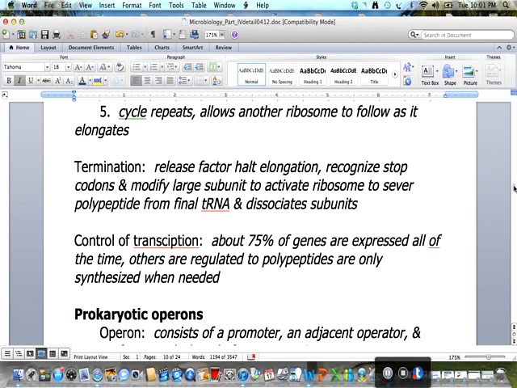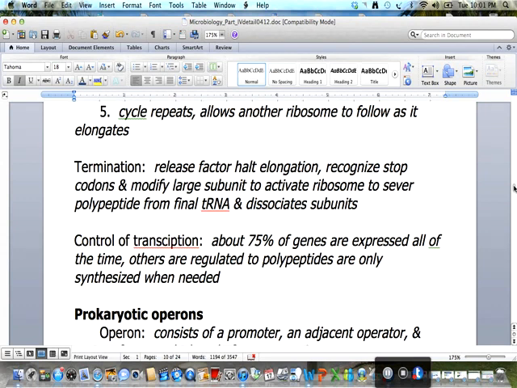With termination, the release factor halts elongation. The ribosome recognizes the stop codon and modifies the large subunit. This will activate the ribosome to sever the polypeptide from the final tRNA and dissociates the subunits.